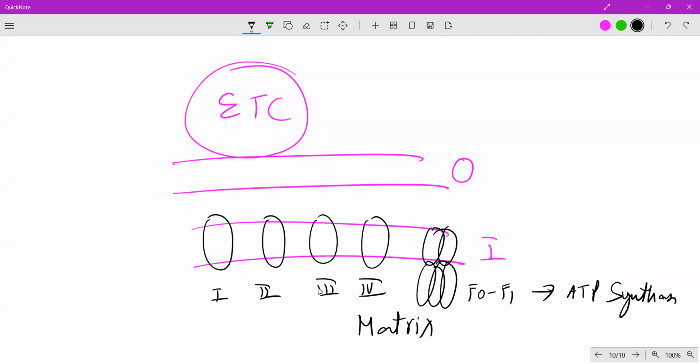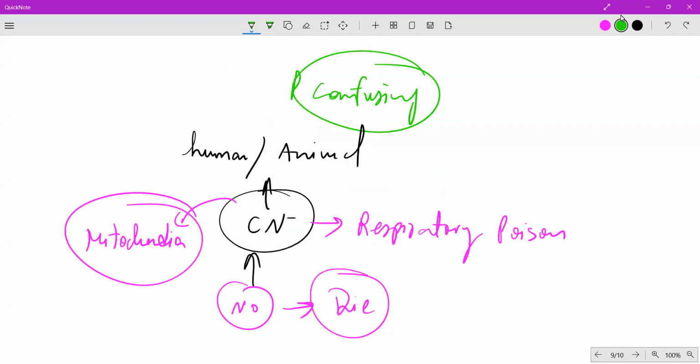So when I'm talking about this, ultimately what I'm saying is that this is cyanide, so where does the cyanide act? The site of action of cyanide is carrier complex 4. It comes here and inhibits it. It basically inhibits carrier complex 4, so ETC will not take place and ATP cannot be synthesized. This is very true. But the question is, why is it confusing me?